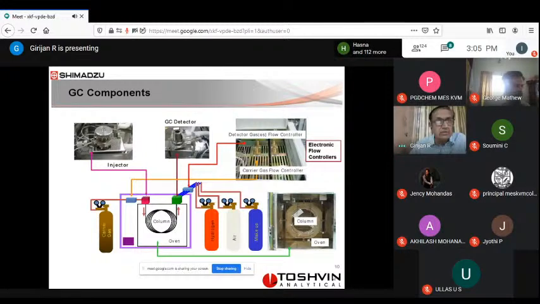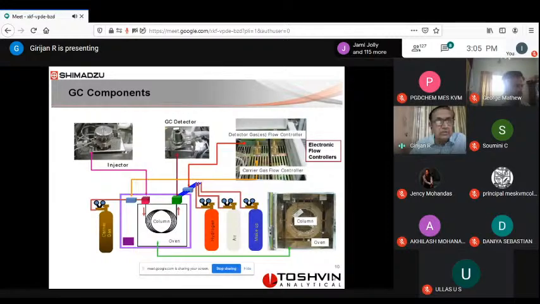This is again the same way. I'm not going too much into the hardware system. So this is one more diagram I am showing here, because you can see on the left-hand side, there is a cylinder which is called a carrier gas. That's the mobile phase. And please note that the carrier gas is always connected to the injection port.